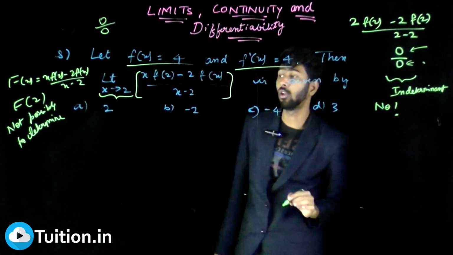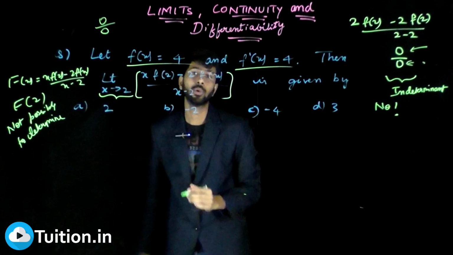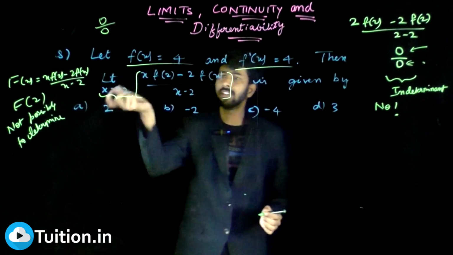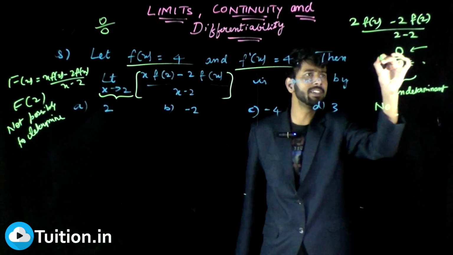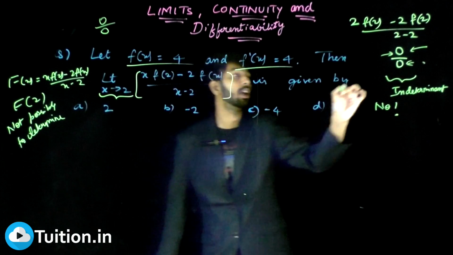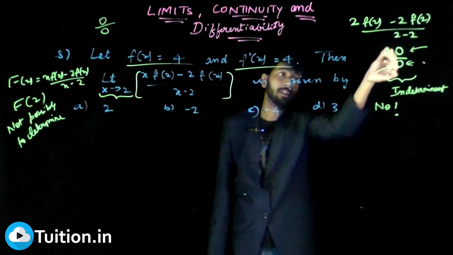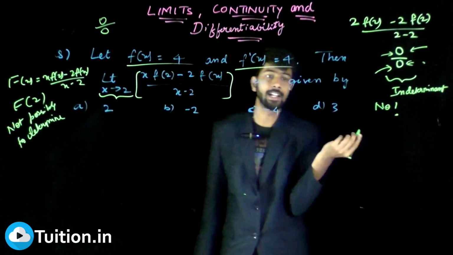Is it actually 0 here? No. Why? Because your x is tending to 2. It's very, very close to 2, but it's actually not 2, right? So if it's very, very close to 2, that means it's a very, very small value. That means this numerator is a value very close to 0. Denominator is a value very close to 0. So their ratio can be some finite value, right?